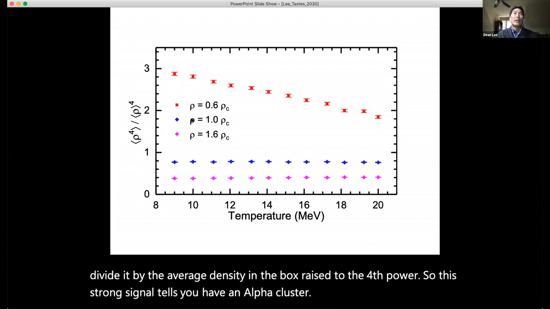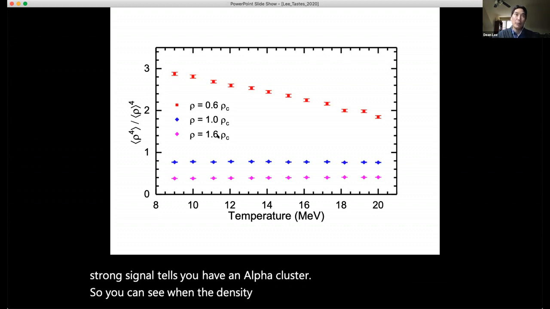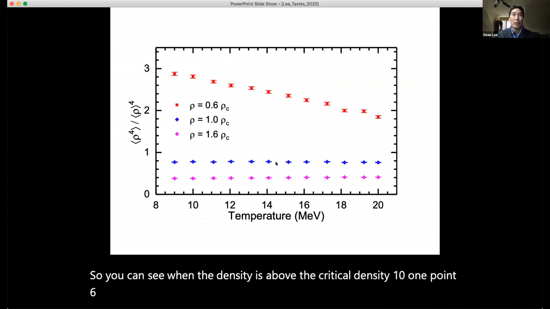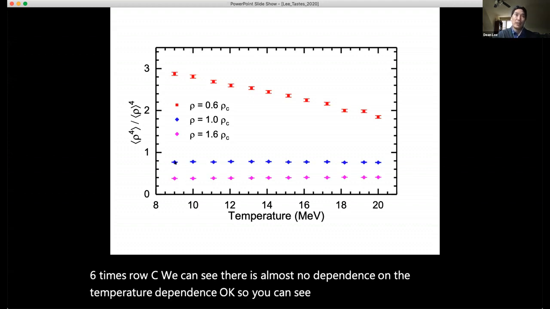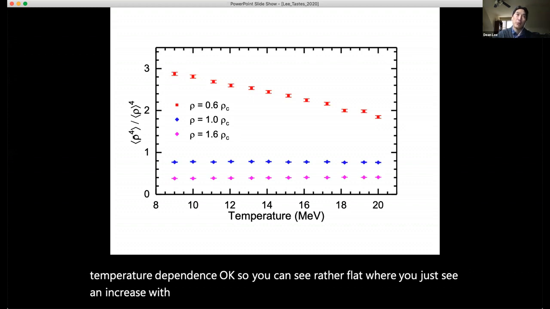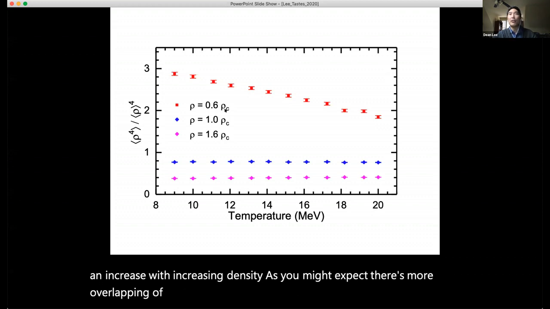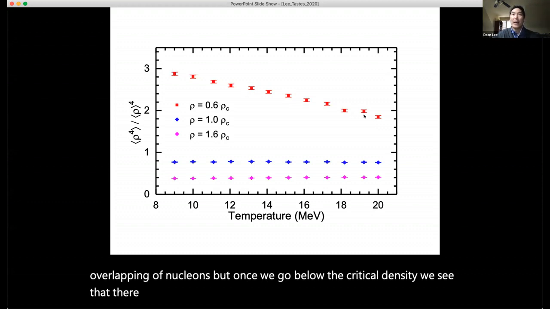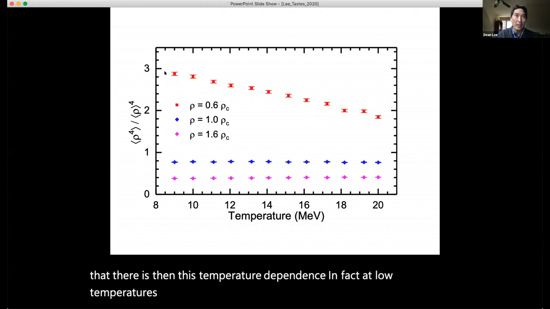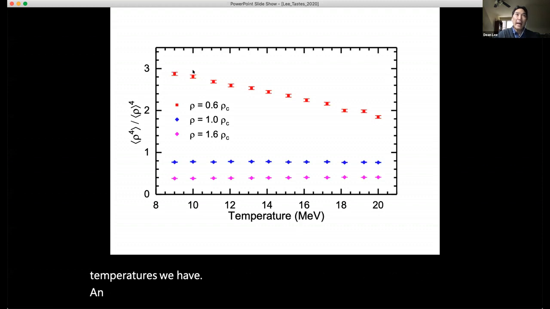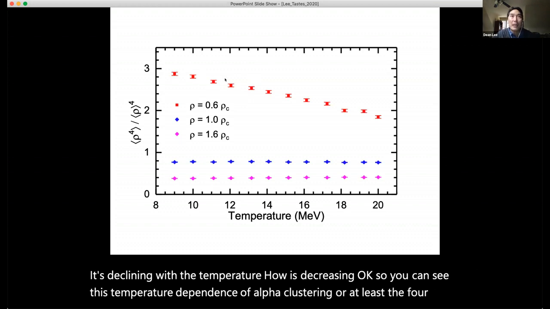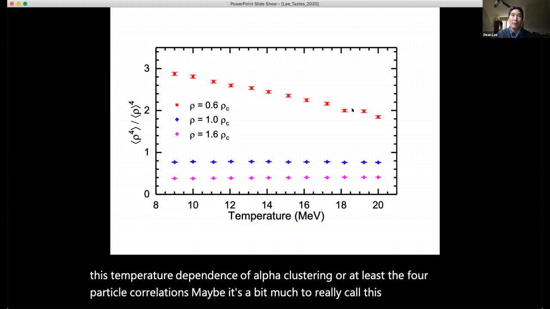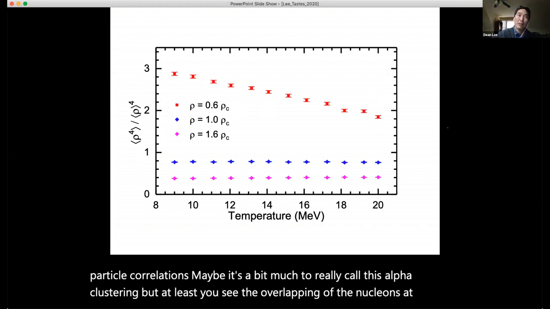So you can see when the density is above the critical density, 1.6 times rho c, there's almost no temperature dependence. You can see it is rather flat, with just an increase with increasing density, as you might expect. There's more overlapping of the nucleons. But once we go below the critical density, we see that there is then this temperature dependence. In fact, at low temperatures, we have an enhancement of this alpha clustering. And you can see how it's declining, decreasing with the temperature. So you can see this temperature dependence of alpha clustering, or at least the 4-particle correlations. Maybe it's a bit much to really call this alpha clustering, but at least you see the overlapping of the nucleons at the 4-body level in this calculation.